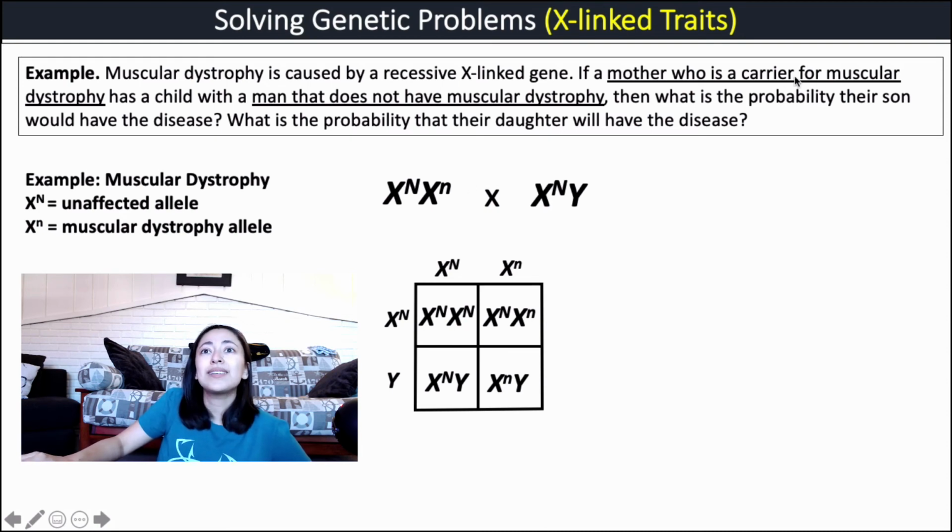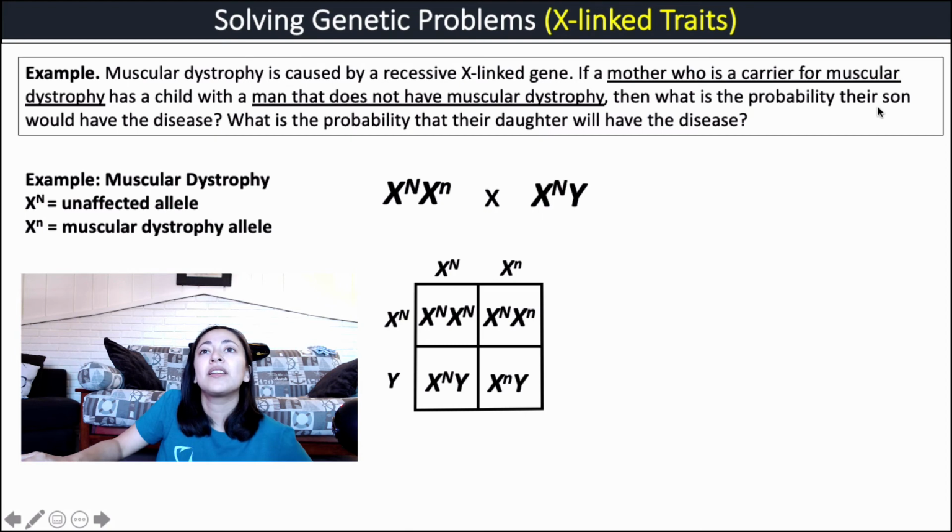If a mother who is a carrier for muscular dystrophy, so she's got to be X^N X^n, has a child with a man that does not have muscular dystrophy, well, we know since it's a man, he's got to be XY, and he does not have muscular dystrophy. So he's got to have the X^N for his X chromosome.